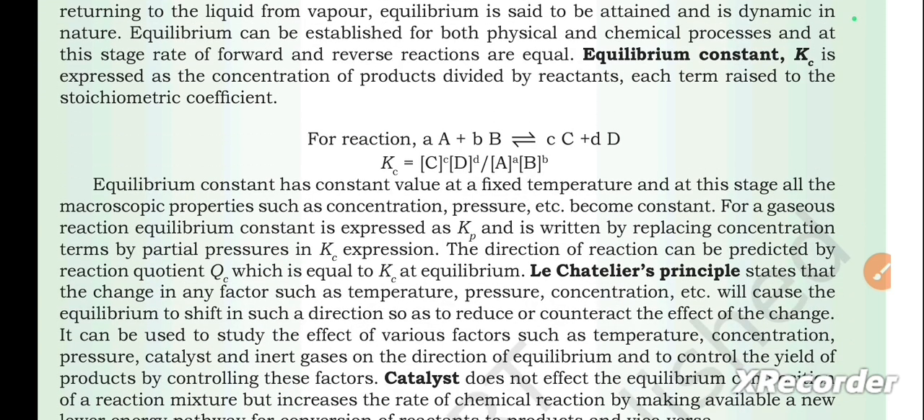Equilibrium constant has a constant value at a fixed temperature, and at this stage all the macroscopic properties such as concentration, pressure, etc. become constant. For a gaseous reaction, equilibrium constant is expressed as Kp and is written by replacing concentration terms by partial pressures in the Kc expression. The direction of reaction can be predicted by reaction quotient Qc, which is equal to Kc at equilibrium.